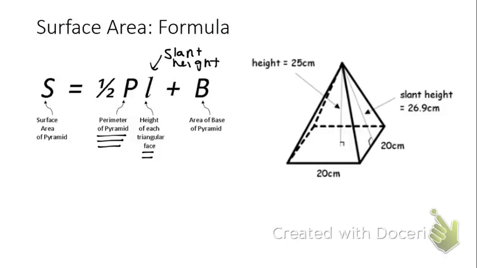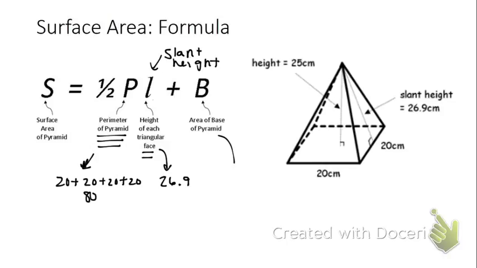So for this we would do, the perimeter is 20 plus 20 plus 20 plus 20, which is 80. We have a slant height of what? 26.9.